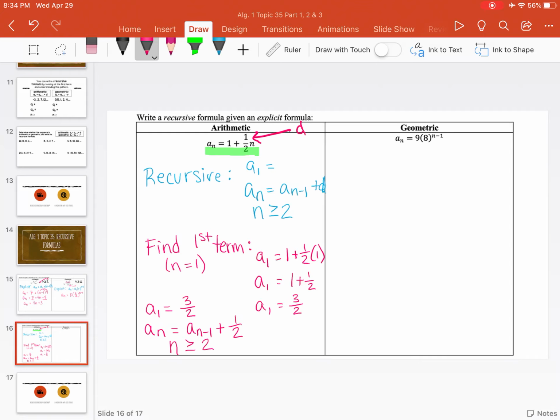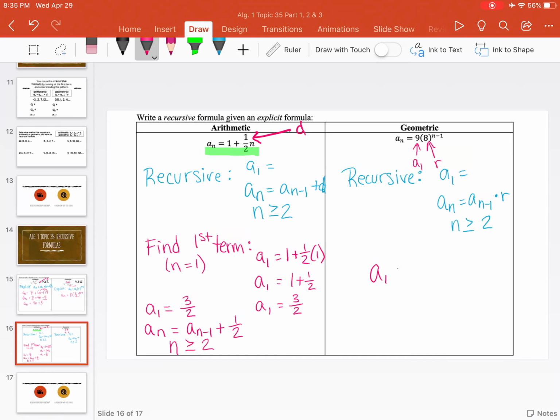Moving on to geometric. Here we have the example a sub n equals 9 times 8 to the n minus 1. So the recursive formula for a geometric sequence is we need to find the first term. We need to plug it into our pattern, a sub n equals a sub n minus 1 times r, and this applies for the second term and up. Now here we don't need to actually find the first term because it's given in this explicit formula. The first term is right here. Now the common ratio is also given. So all we need to do is just plug in.